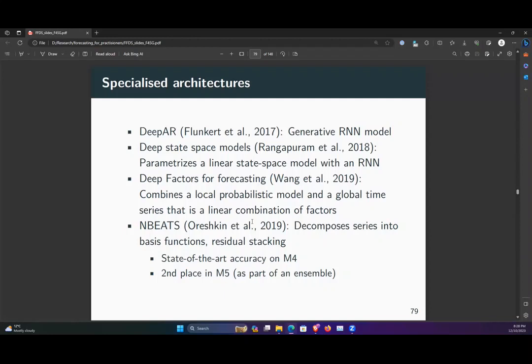So the local predictions also understand what's happening at a global level of the time series. And then there is N-BEATS, which uses basis functions to decompose the series into seasonality and trend, and then models the residual using a stacking architecture as well. N-BEATS has really good evidence of working well, because in the M5 and M4 competitions the winners have been using them.